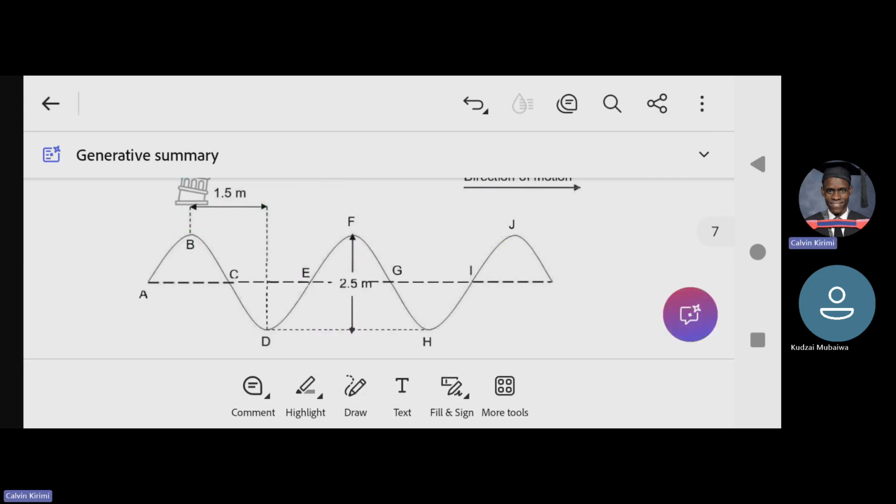Which points are in phase? Which are repeating every time? Which are in phase, which means they repeat every time. Say point B and J. Point B and J. No, they are not repeating. Like in phase, let me give you an example.